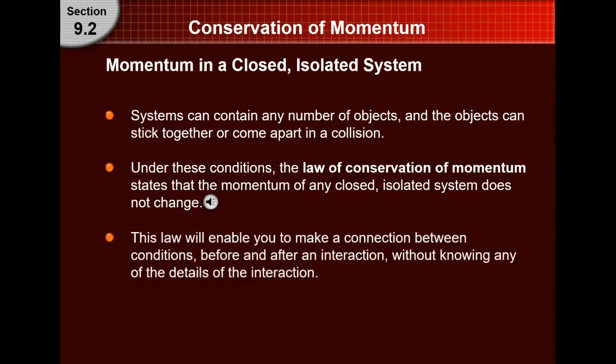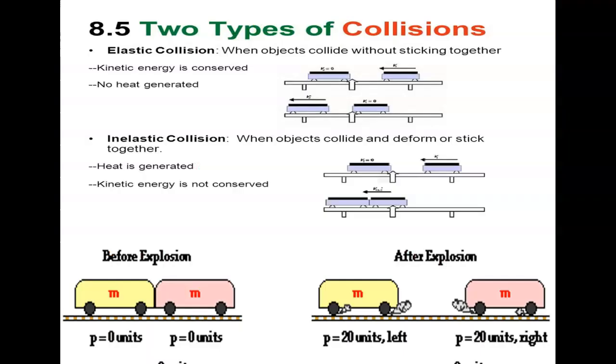Okay, and you're going to be able to make some connections, and we're going to do some math problems with these. So here are your types of collisions. You have what's called an elastic collision, where they hit and bounce off each other, like two pool balls. You have an inelastic collision, where they hit and stick together. And then you have an explosion, where they start together and they separate, like if you push away from each other.